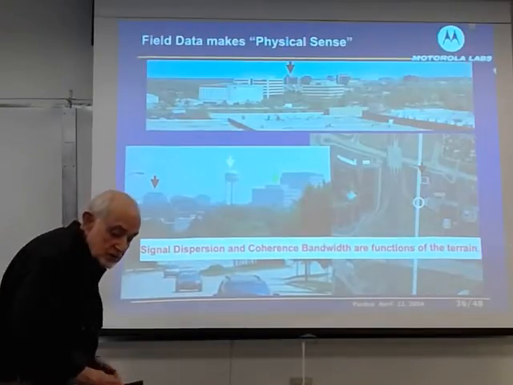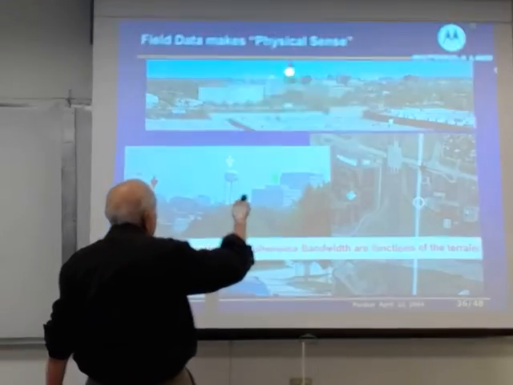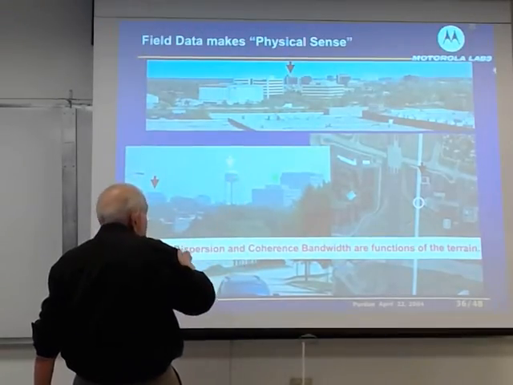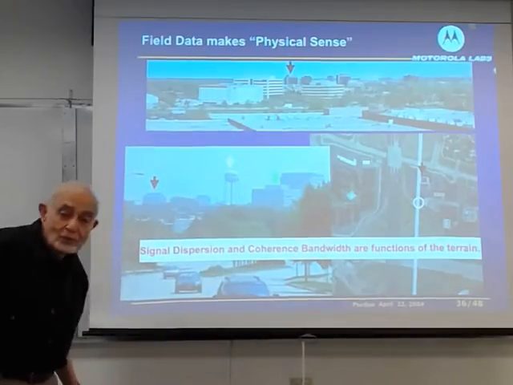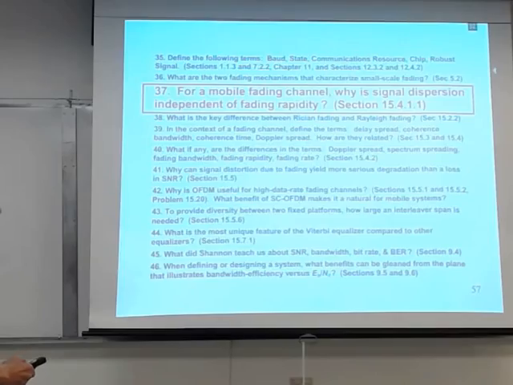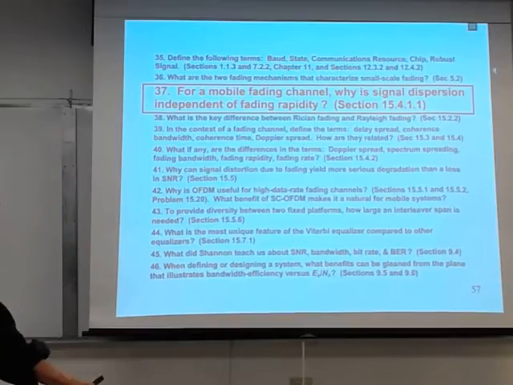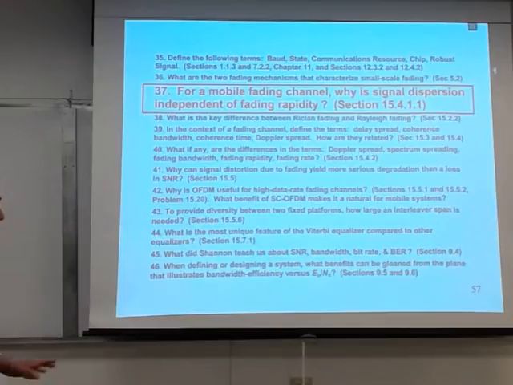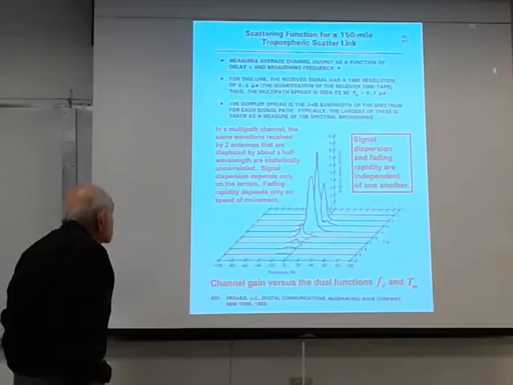What they do is they make these measurements, and then they look at these surroundings, and they identify the water tower, this building, and this building, and they account for what they're analytically seeing in responses based upon that. Now, for a mobile fading channel, remember I said that signal dispersion, everything you see on the right-hand column, is independent of fading rapidity. They are not related at all. And so let's talk about that.